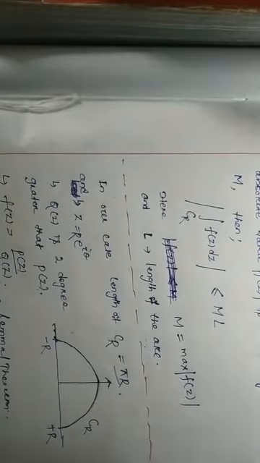So here, for our case, the length of the arc will be how much? The length of this C_R will be pi times r, right? Now we have to find out the maximum value of f(z). For our case, what will be the maximum value of f(z)? As I have not given the proof of this theorem, we have to judge what exactly this theorem helps in our problem.